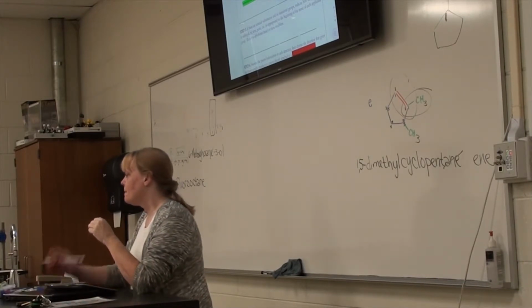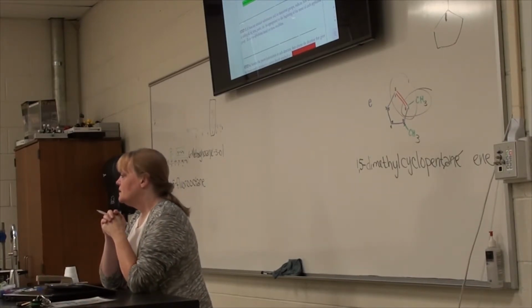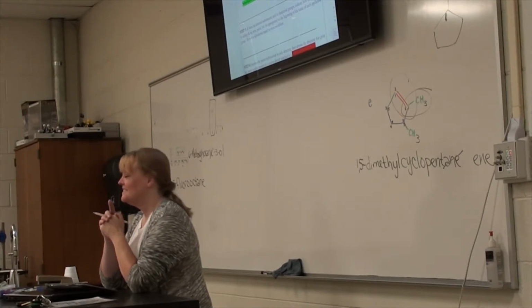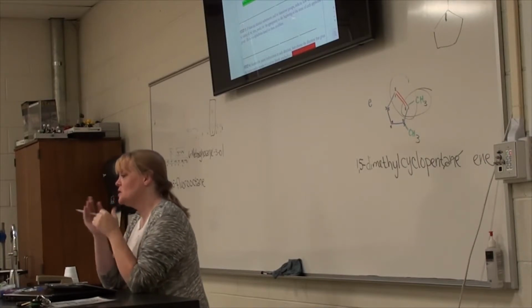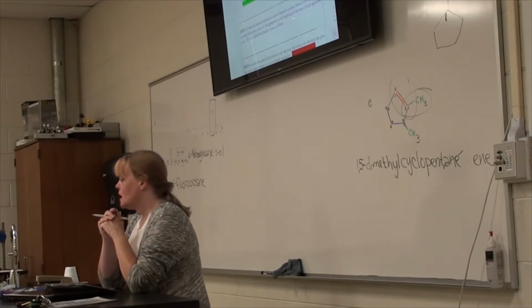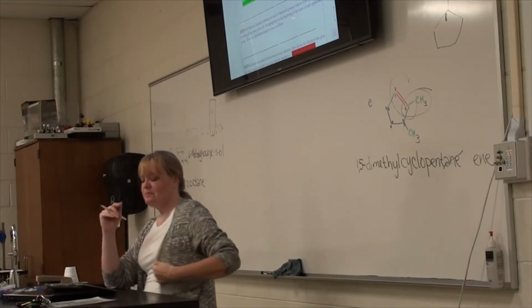Yep. So when you have an ethyl group, just a 2-carbon unit, if you only have 2 carbons, then the double bond has to be between those 2 carbons, so you don't have to put a number for that. And that is the second of the 5 cases of when you don't have to put a number.